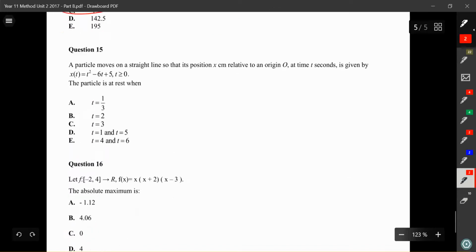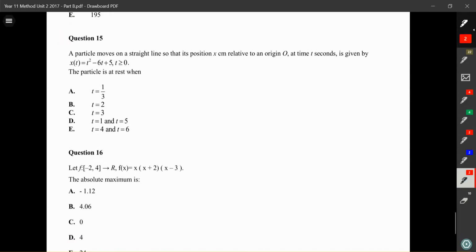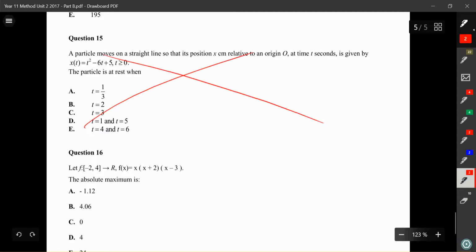Cool. Next one, particle. Again, kinematics is not part of the course. You can ignore this as well. Yeah, I would say ignore it. You know, don't waste time. I can explain, but then I have to teach the whole thing again.